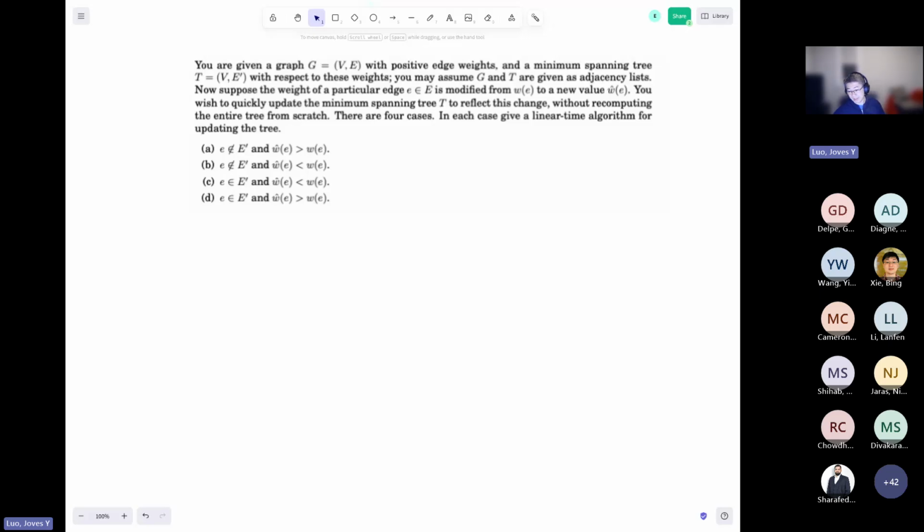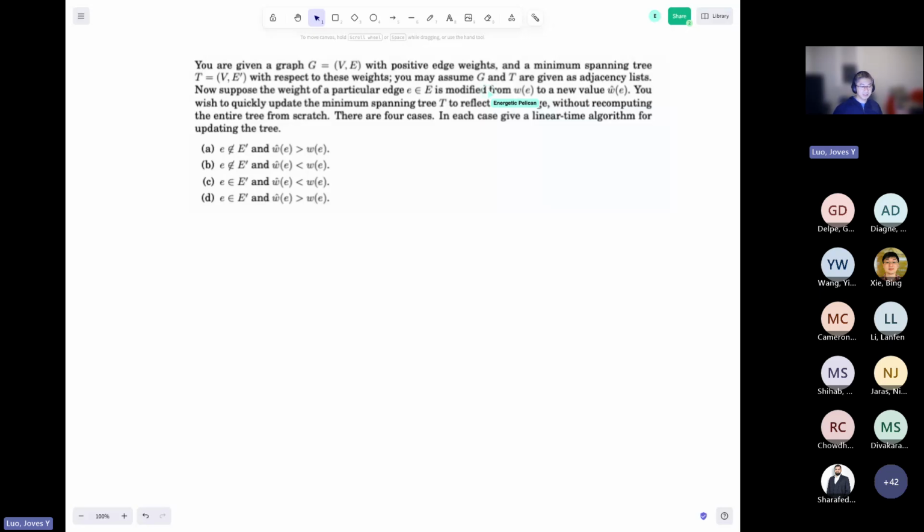Okay. All right. So part A is saying if the e that I am changing is not part of the original MST, and then its weight increases, what do I do? And the answer to A is you do nothing. Exactly.